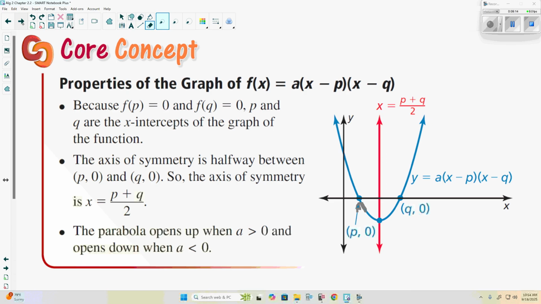I want y'all to turn the page in your notes. I want you to have x-intercept form, or it should say properties of the graph of f of x equals a parentheses x minus p times x minus q. This is what we should be looking at.